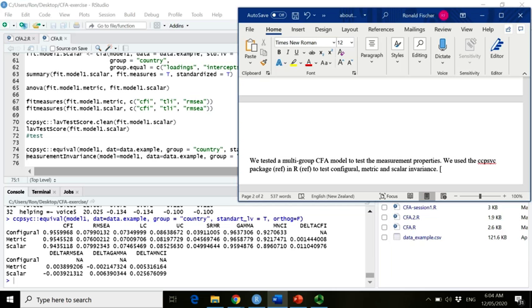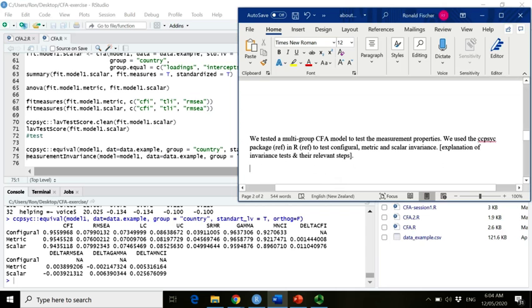I'm not going to do this right now. I'll just put here explanation of invariance tests and their relevant steps. Right? So this is something that you would need to put here if you have not put it earlier on in your method section in your thesis, for example. So the first thing is the configural model is always the baseline model, right? So that tells us something about how well the model fits overall.